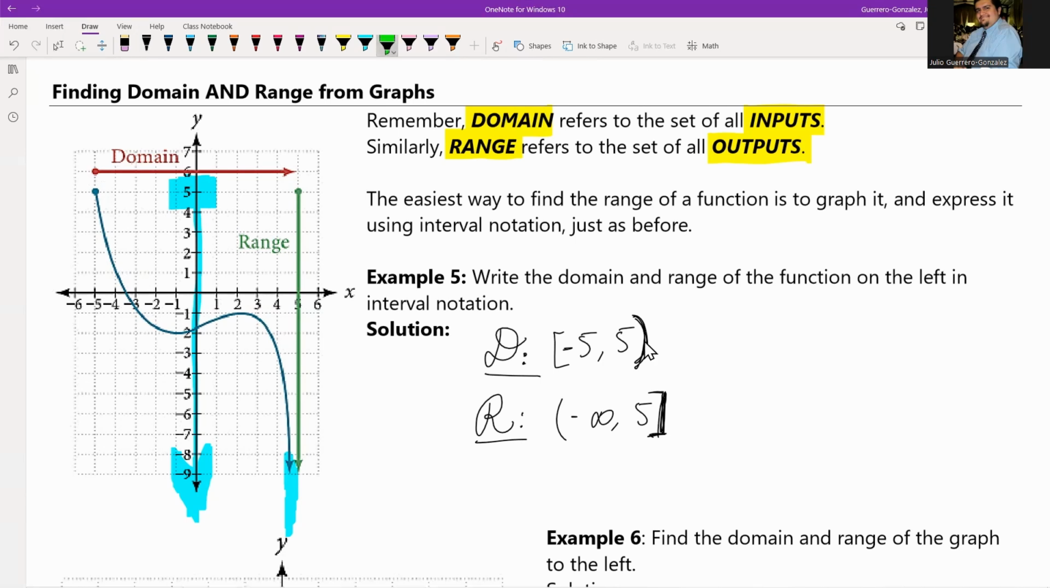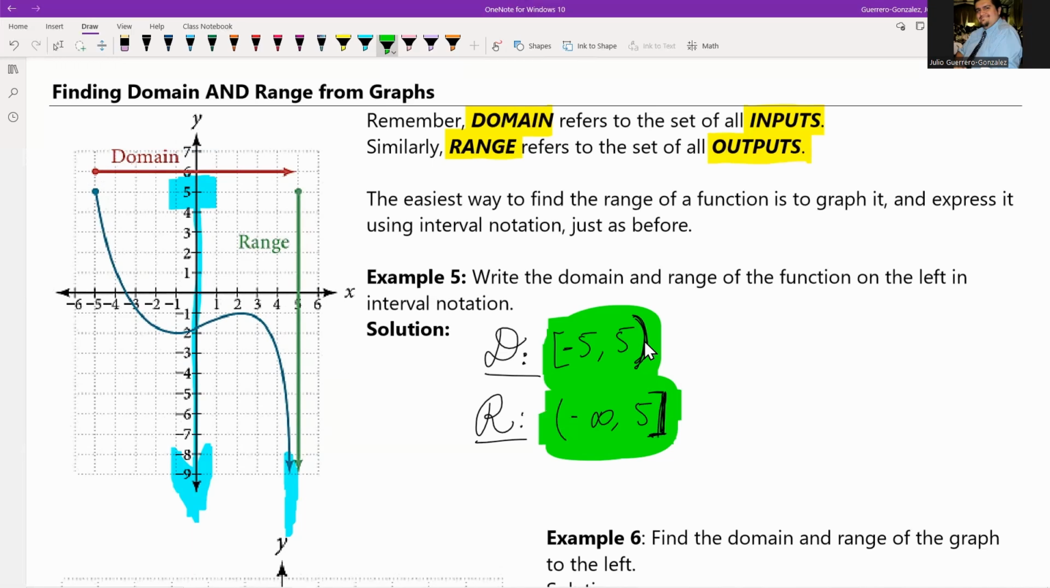So my domain and my range would be this, okay? Something to keep in mind, and this is by convention, okay? I'll probably explain what the convention is during class. When we write interval notation, we want to do it from the negative values to the positive values, okay? So always start with the lowest negative value, and always go to the highest positive value. Like I said, it's by convention. That's how we do it.